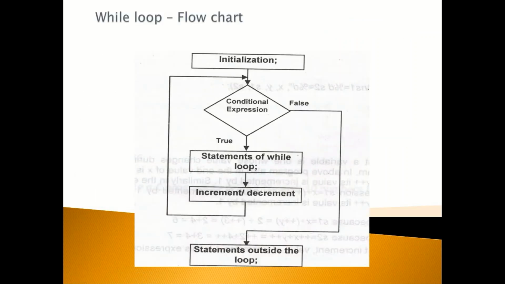In this slide, the syntax is shown in flowchart form. Here is the initialization, then the condition is tested. If the condition is true, the statements of the loop are executed, and after executing the loop, the value is incremented or decremented. Once the condition becomes false, it will not repeat, it stops the execution of the loop and comes out and executes the other statements which are there outside the loop.